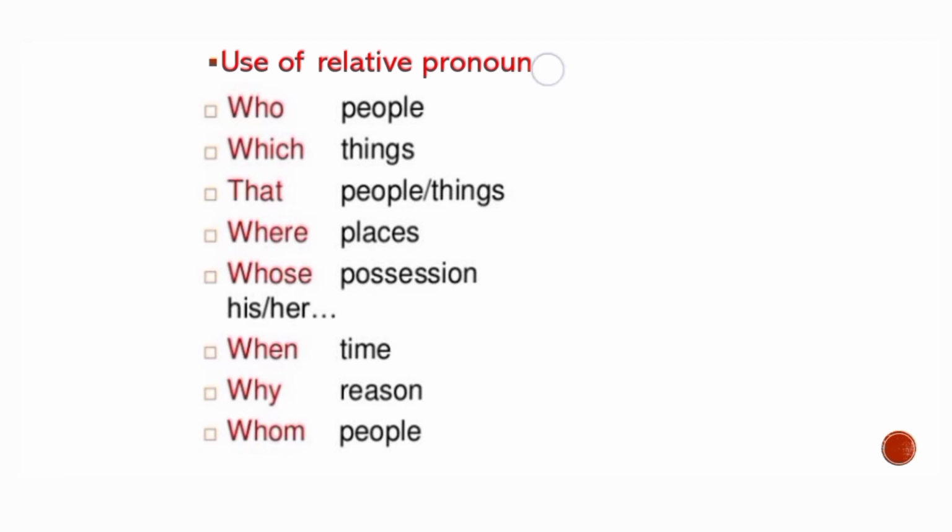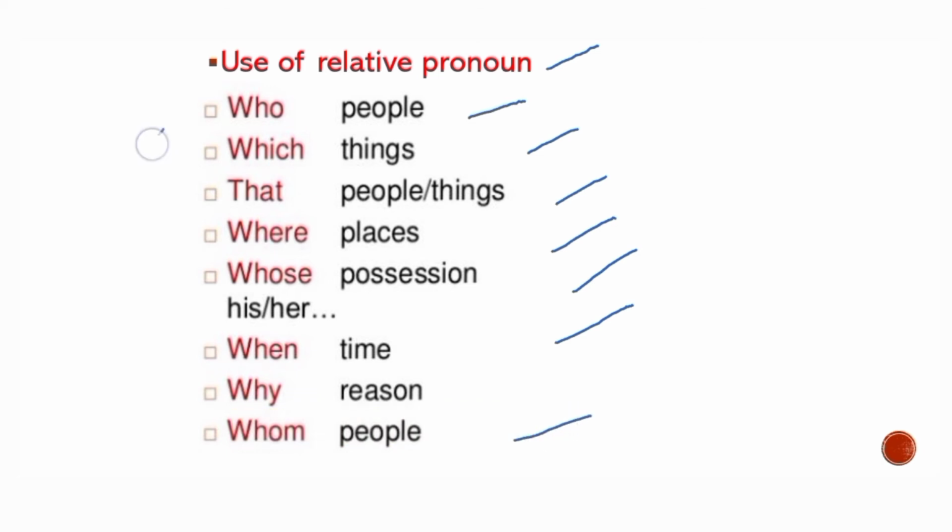Use of relative pronoun. We use who in a sentence when we are talking about a person in our relative clause. Which is used for introducing things, that is used for people and things, where is used for places, whose is used for showing possession, when is used when we want to talk about time, means the time of day on which. Why is used for giving reasons, the reason for which something is done. Whom is used after the preposition.